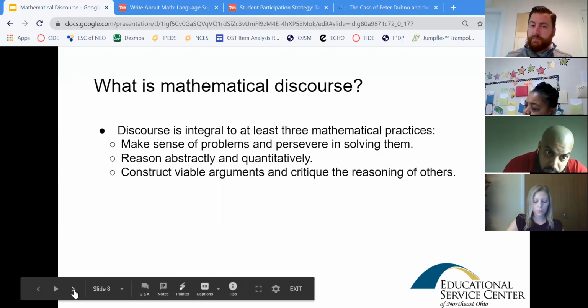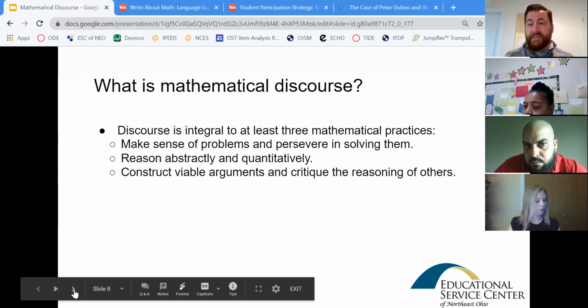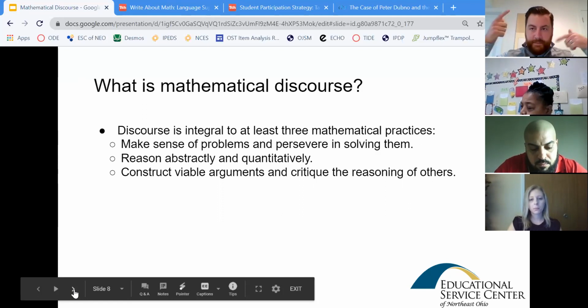Making sense of problems and persevere in solving them, reason abstractly and quantitatively. And I would be willing to bet that if you're in a scenario where you are writing something down, you have probably said it out loud to yourself before, right? The act of speaking and the act of thinking are connected in a way that writing isn't. So writing's important, don't get me wrong, but the speaking element and the listening element add something to that puzzle.